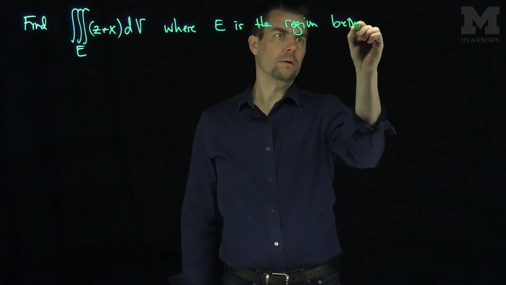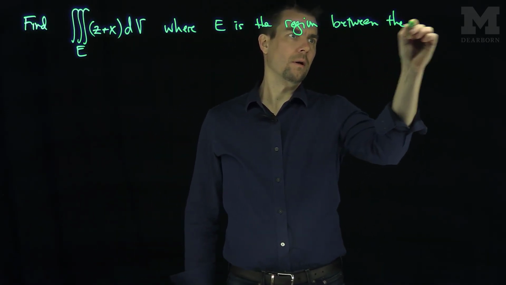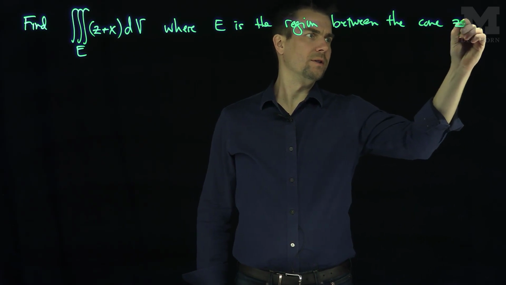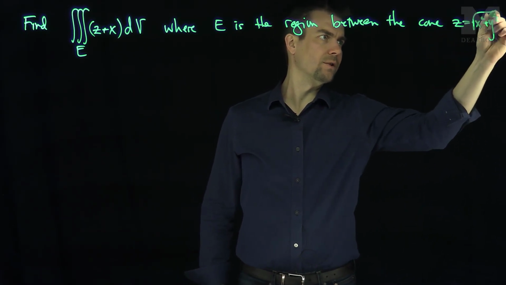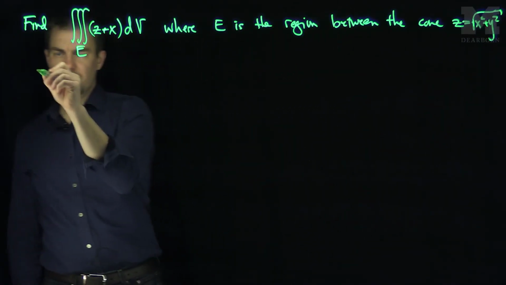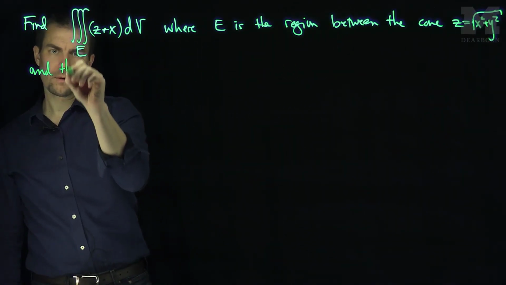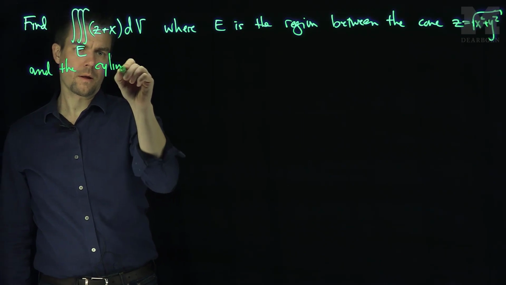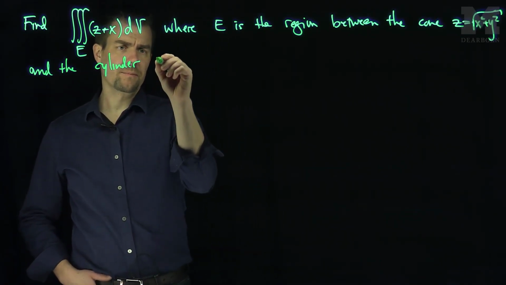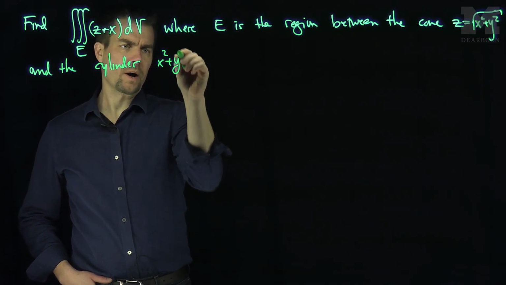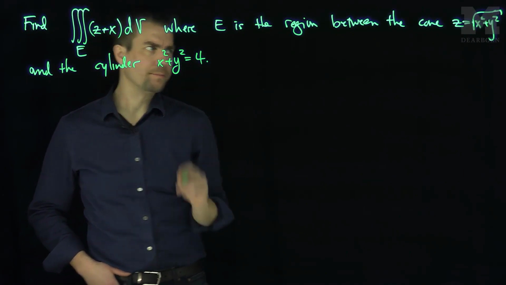between the cone. The cone is z is the square root of x squared plus y squared. That's a right circular cone. And the cylinder, and that gives us a clue this problem can be put into cylindrical coordinates. And the cylinder, x squared plus y squared is equal to 4.